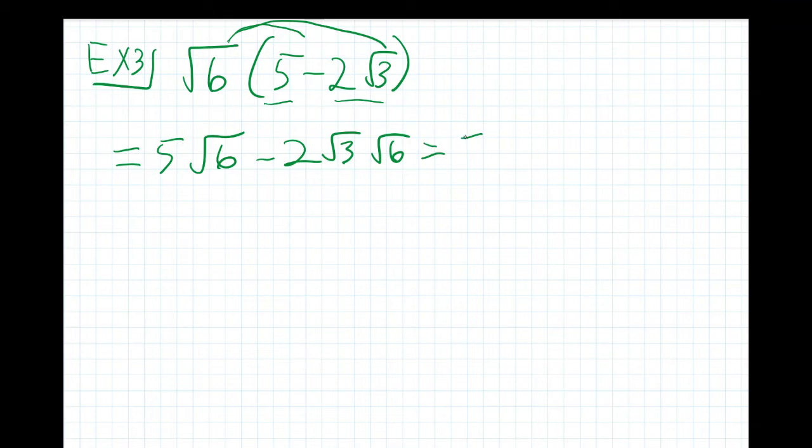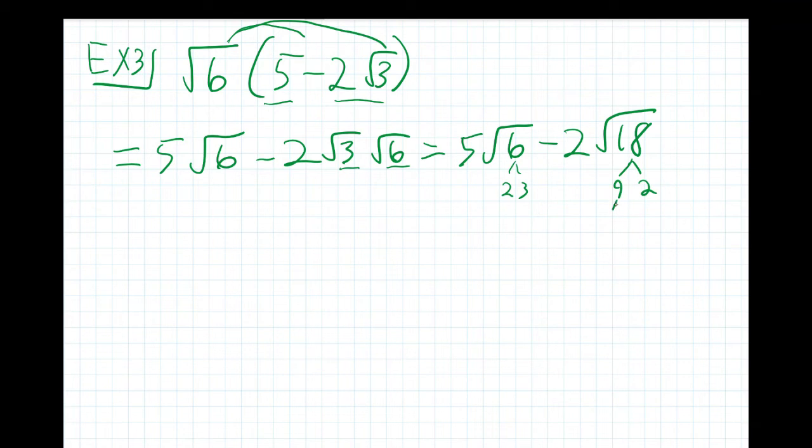Now, this becomes 5 times the square root of 6 minus 2 times the square root of 3 times 6, 18. Now, with all of these problems, we always need to make sure our square roots are as simplified as possible in our final answer. So the square root of 6, I know that's 2 times 3. That can't get simplified anymore, so 5 square root of 6 is okay. However, 18, well, that can get broken down into 9 times 2.